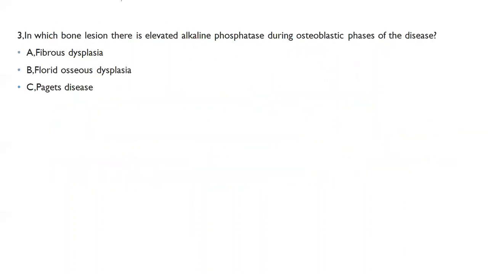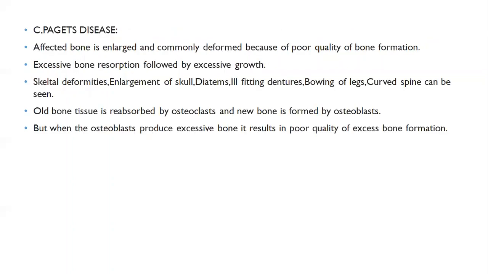Now coming to, in which bone lesion is there elevated alkaline phosphatase? Is it fibrous dysplasia, florid osseous dysplasia, or Paget's disease? Before you answer, let me tell you, there's another way, there can be a question where they ask, are these diseases associated? Because radiographic examination shows that they are a little similar, but they are not associated with each other. Now, coming back to this question, which bone lesion has elevated alkaline phosphatase? So the answer is Paget's disease.